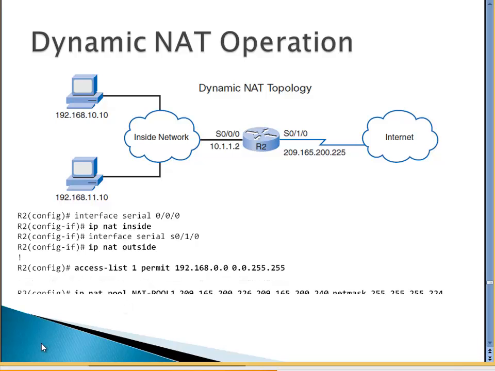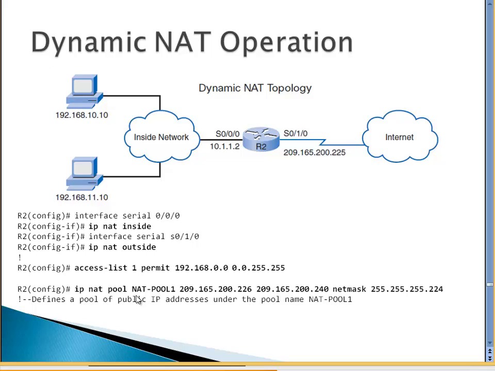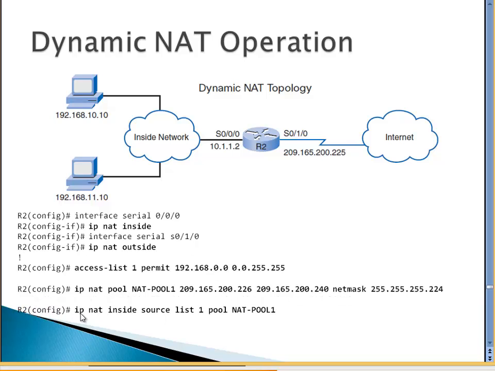Then we create the pool, IP NAT pool, then just a name, NAT pool 1 in this case. This is the address of the pool, 209.165.200.226 up to 209.165.200.240 with a net mask. This defines a pool of public IP addresses under the pool name NAT pool. And then we link those two together. We say IP NAT inside source list 1, so that's going to call for this access list, is going to be translated to this pool.